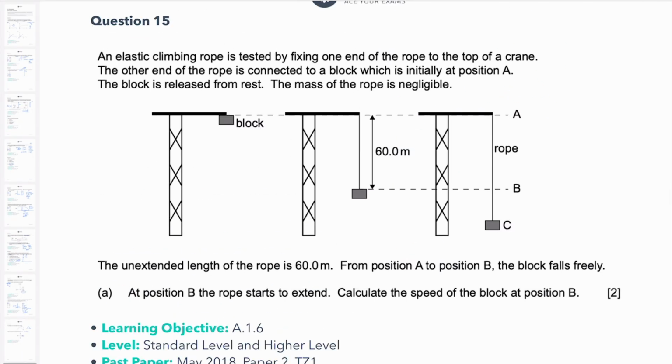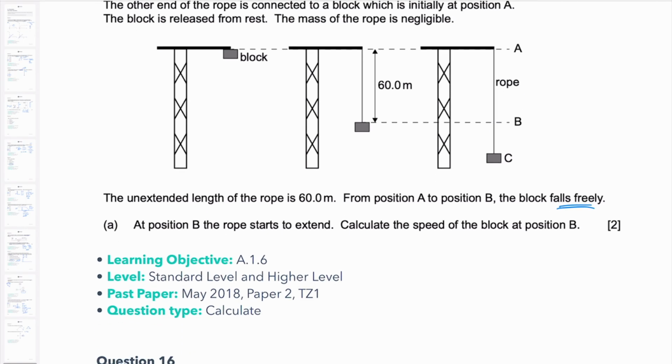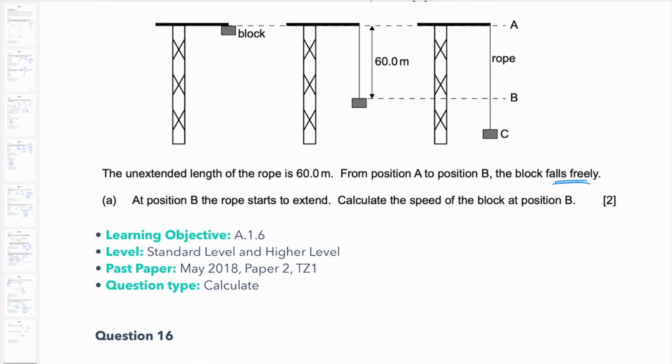Question 15. An elastic climbing rope is tested by fixing one end of the rope to the top of a crane. The other end of the rope is connected to a block, which is initially at position A. The block is released from rest. The mass of the rope is negligible. The unextended length of the rope is 60 metres. From position A to position B, the block falls freely. At position B, the rope starts to extend. Calculate the speed of the block at position B.